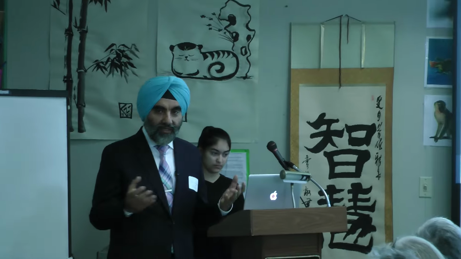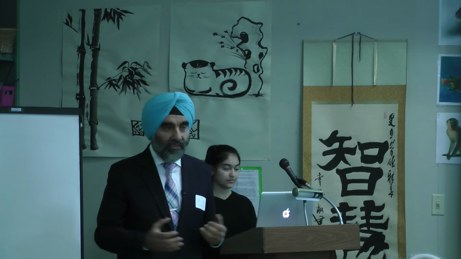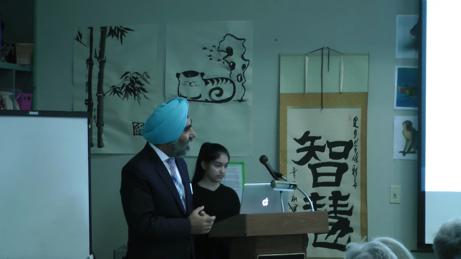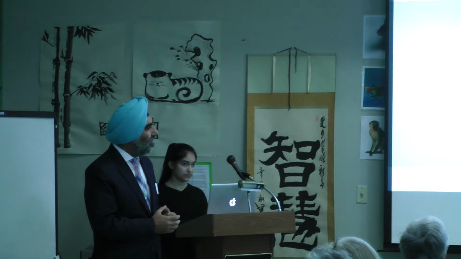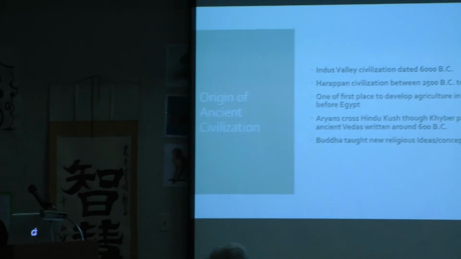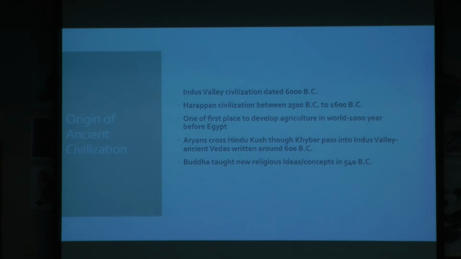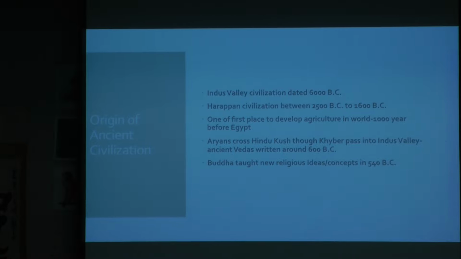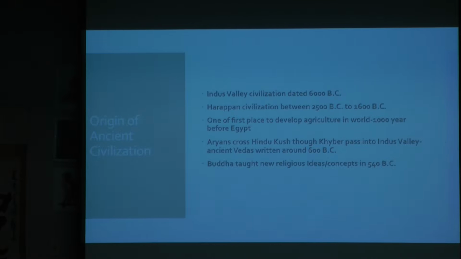Although there are other rivers around it, these rivers end up in the Indus River. So you have probably heard about the Indus Valley civilization. This is an area of the world where one of the ancient civilizations started. The Indus Valley civilization goes back to 6000 BC, and it was followed by the Harappan civilization around 2500 to 1600 BC. Interestingly, the Indus Valley takes credit for inventing modern agriculture. That's why Punjabis are among the finest farmers in the world.